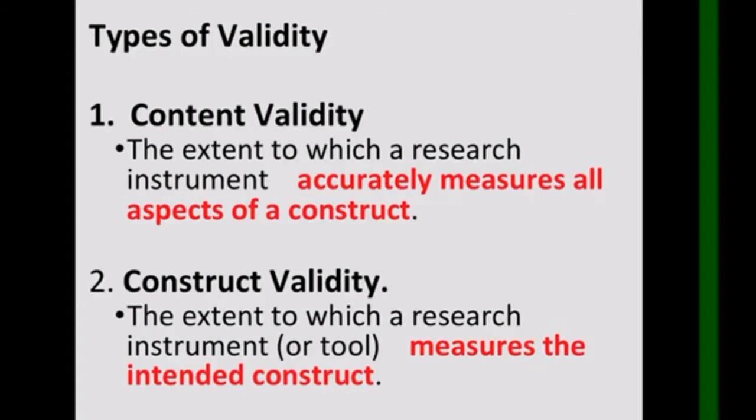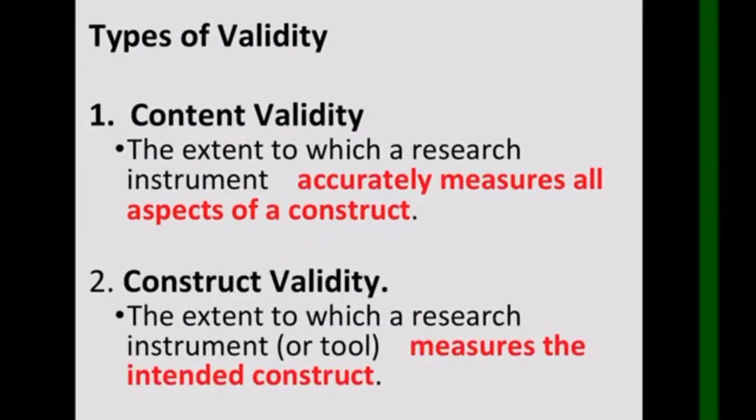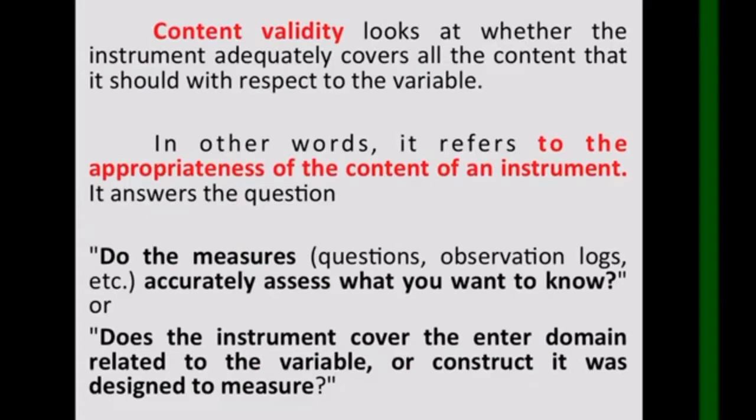Intended na construct. Okay. The third is what we call the criterion validity, the extent to which a research instrument is related to the other instruments that measure the same variable. So, itong tatlong ito, content, construct, and criterion, ay i-discuss natin ng detalyado sa susunod na slide.